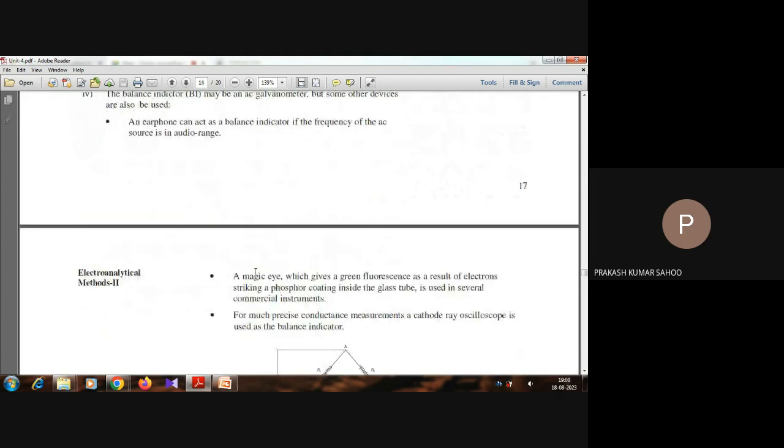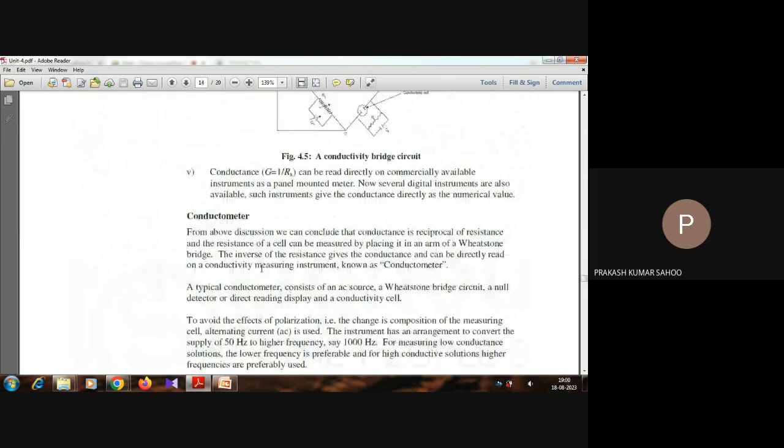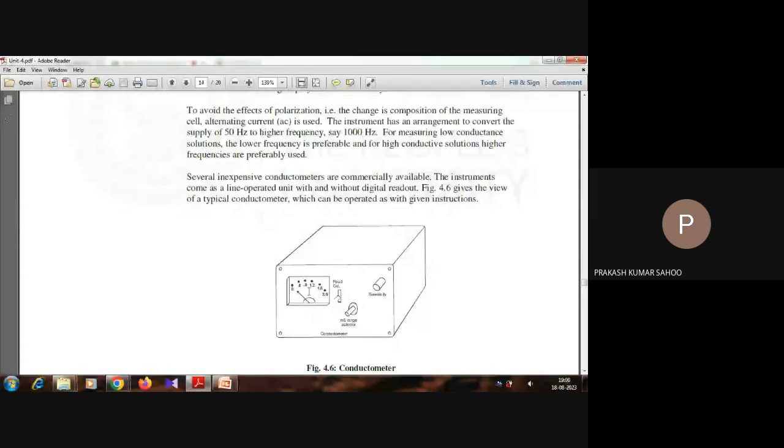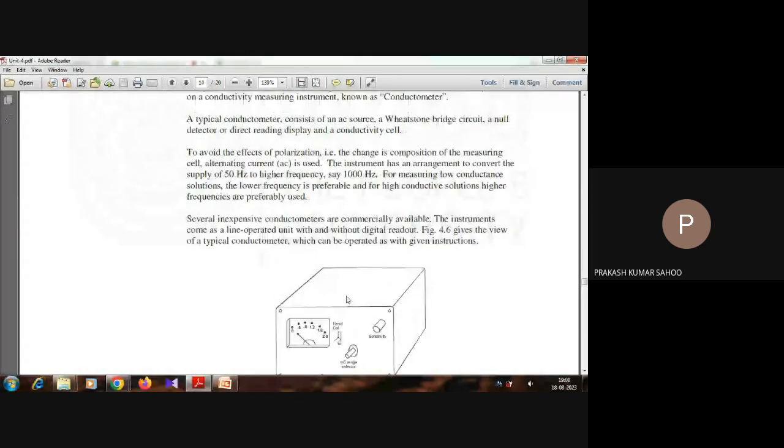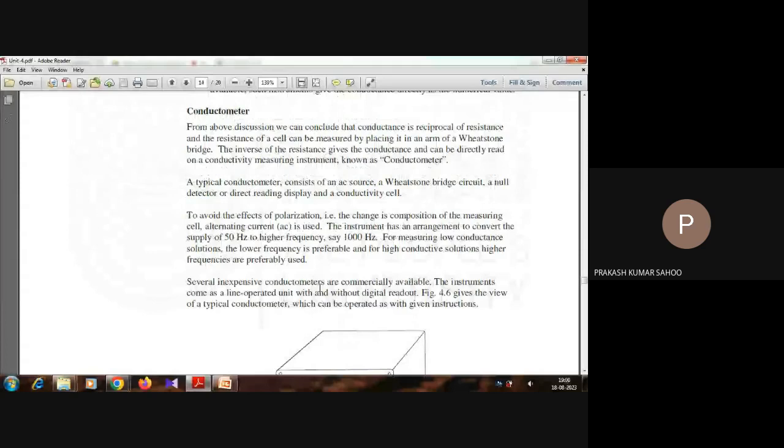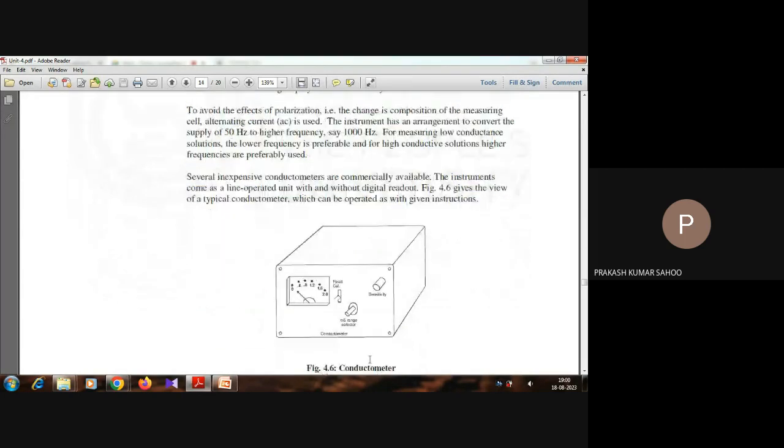Okay, then the next part is the conductometer. This is the conductometer instrument. This instrument has a frequency range of 50 to 1000, and like the Wheatstone bridge, we follow the principle that the inverse of resistance is conductance, and we read it directly on a conductivity measurement instrument, the conductometer. So conductance is directly measured by this instrument, known as the conductometer.